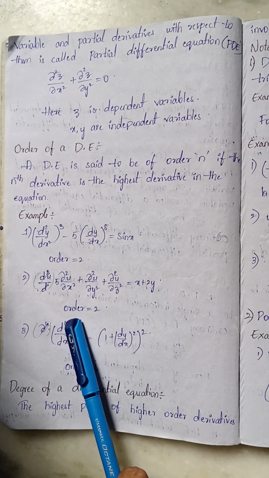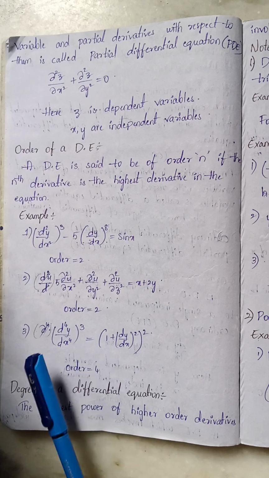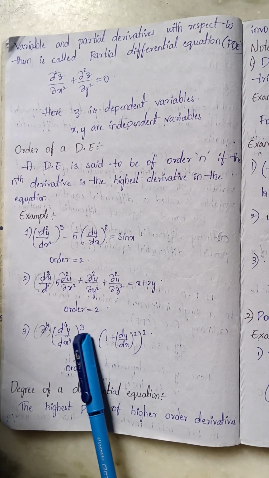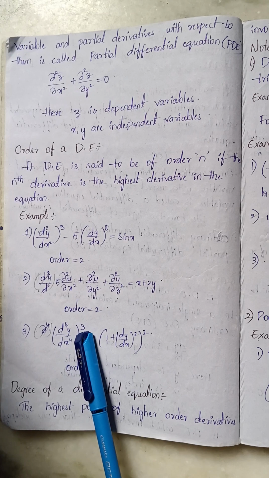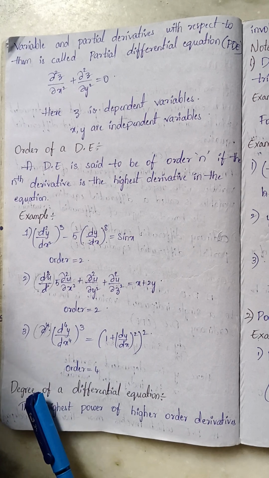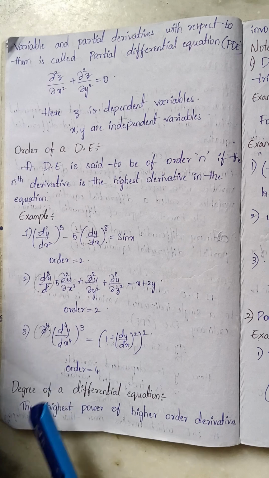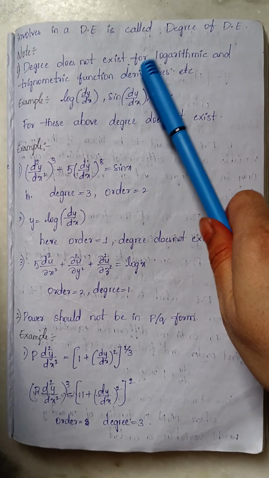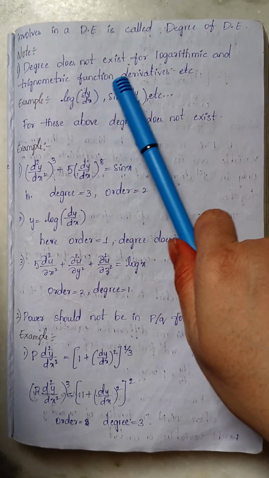That is nothing but this. In this case, this is the highest order. What is the power of this? 3. Then this 3 is nothing but the degree of the differential equation. But for the degree, you have some conditions. Here, the degree does not exist for logarithmic and trigonometric functions of derivatives.